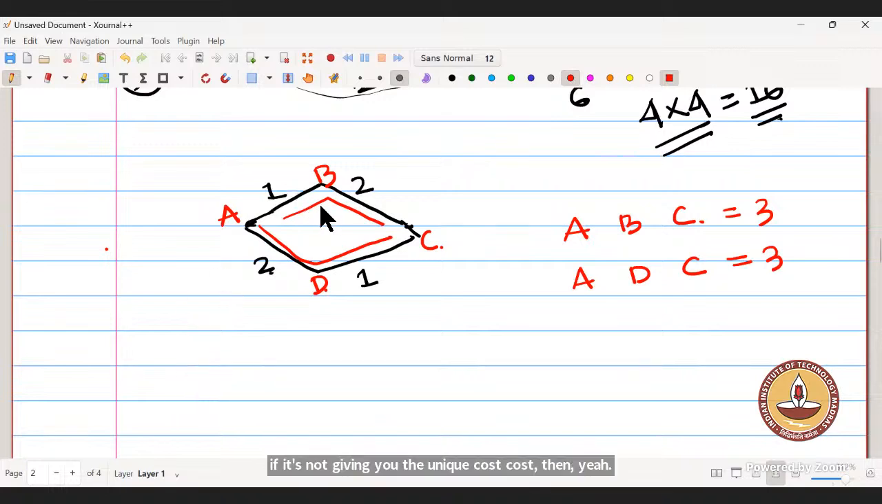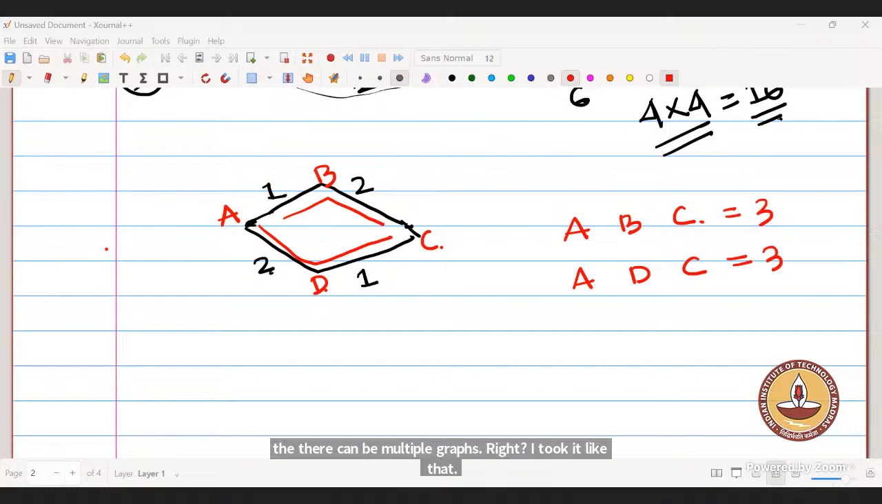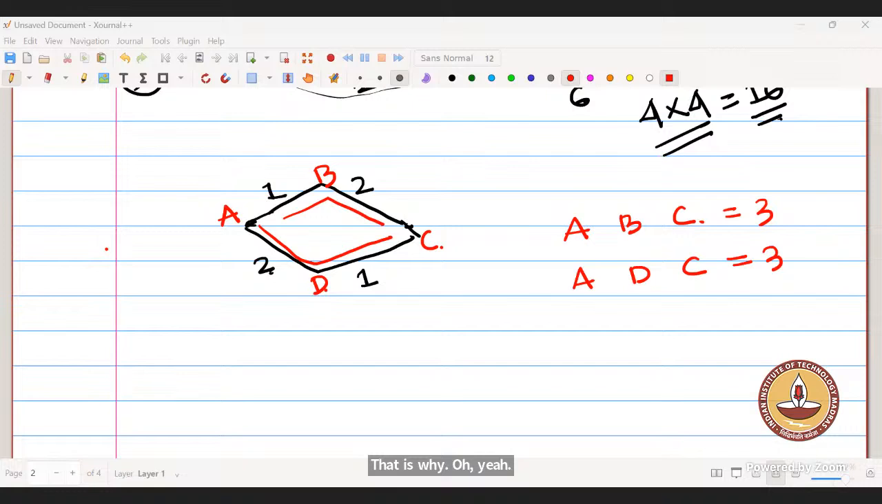But if you look at the second statement, more than one minimum cost spanning tree of graph G, what does that really convey? It means the minimum cost can remain static, but there can be multiple trees. I took it like that. In some sense I agree, so maybe the wording is problematic. It can be a little more explicit.